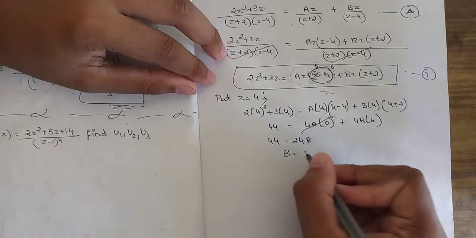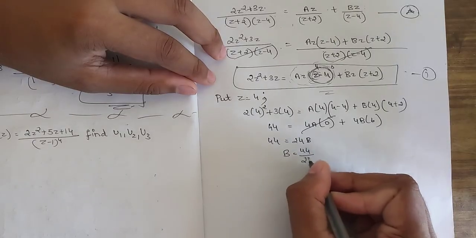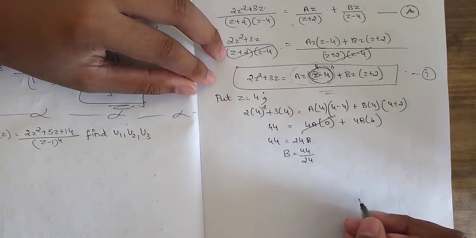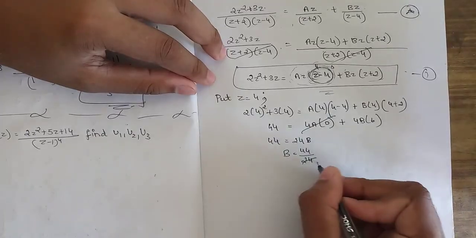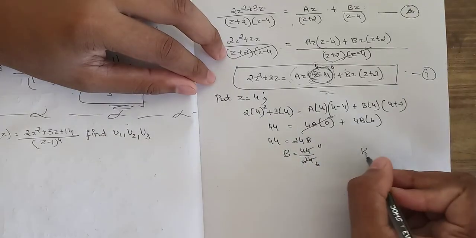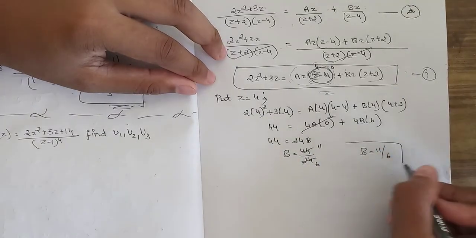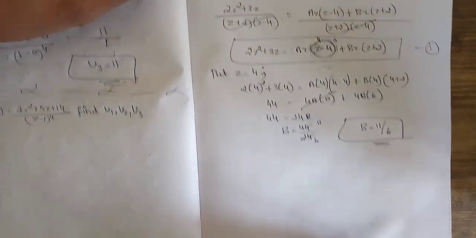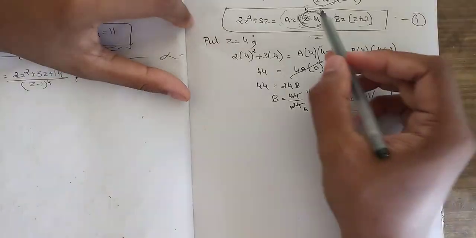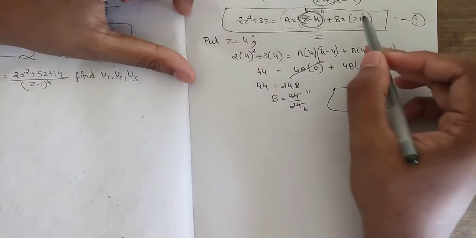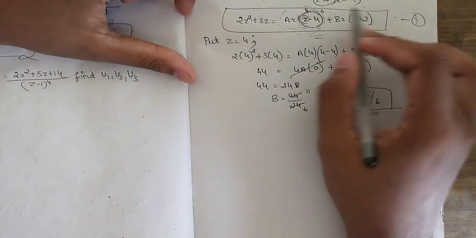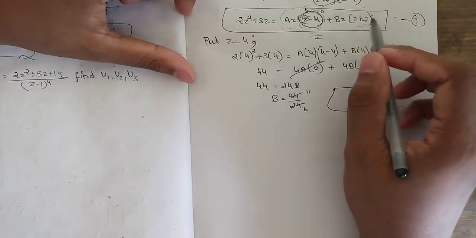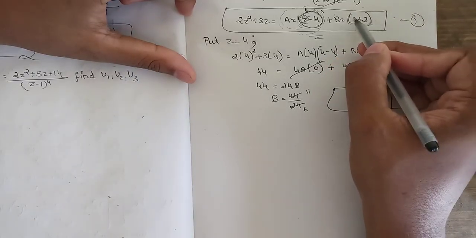Therefore B is equal to 44 by 24. We can use the 4 table. So the final value of B which we got is 11 by 6, by putting z equal to 4. Similarly, in order to find the value of A, we need to make this term equal to 0. How do we make this term equal to 0? Same thing.